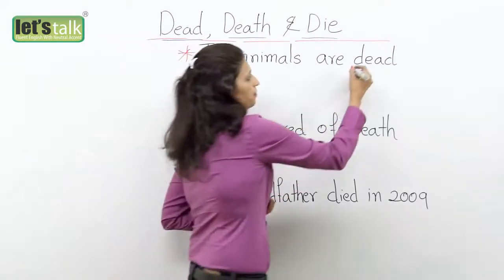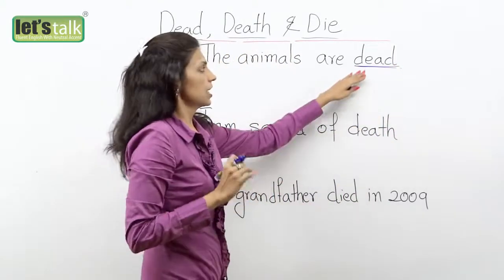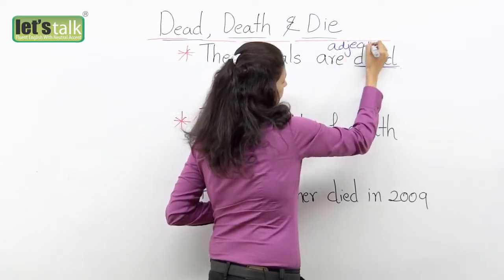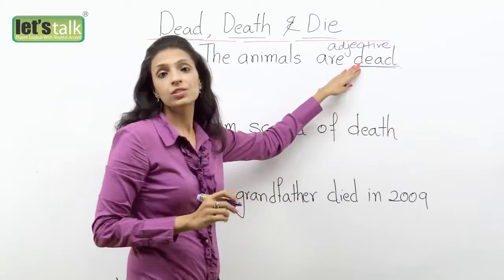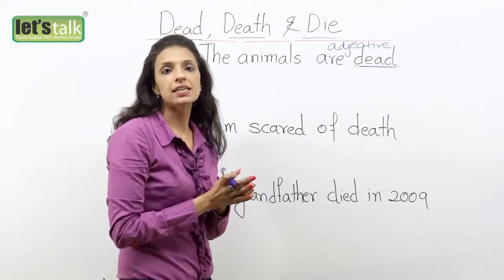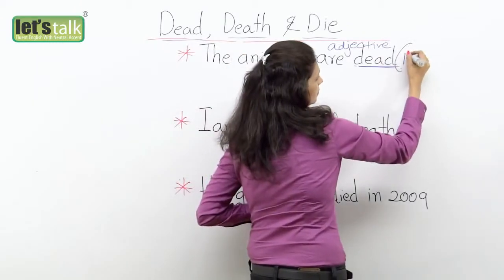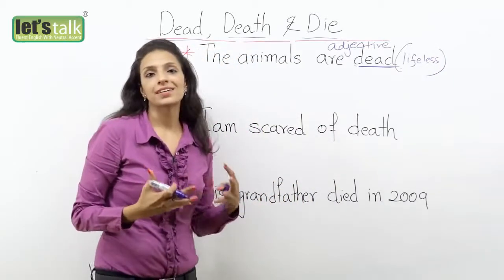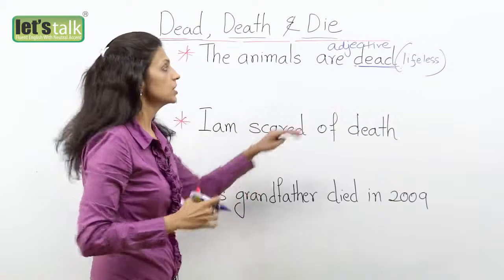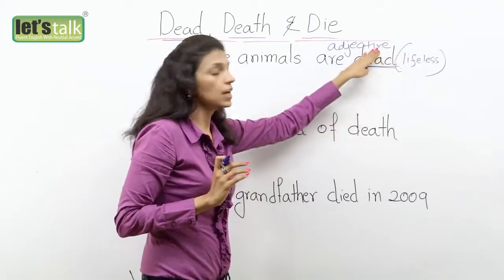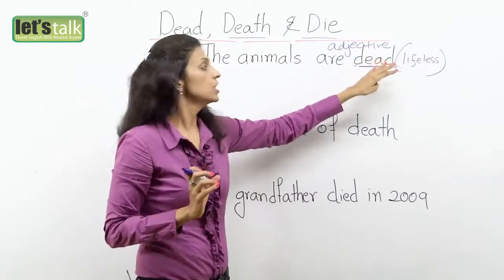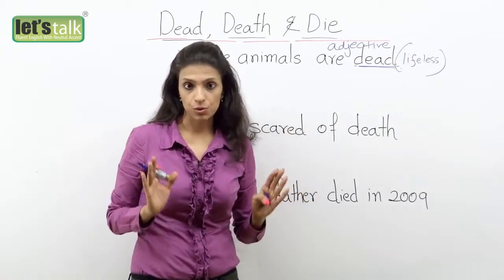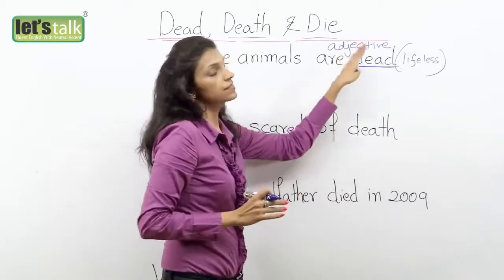The animals are dead. Okay, now first let's understand that dead is an adjective, and it is so because it describes something of being in a lifeless state. So when you talk about something or someone being dead, it means that there is no life left, so it's lifeless. If you remember, adjectives are words that describe something. So here the word dead is describing the animals of being completely lifeless. So remember, dead is an adjective that means lifeless.